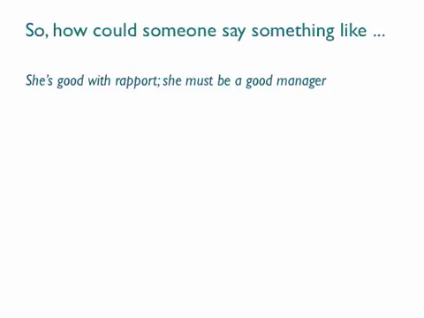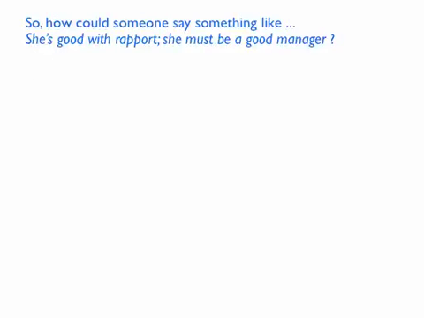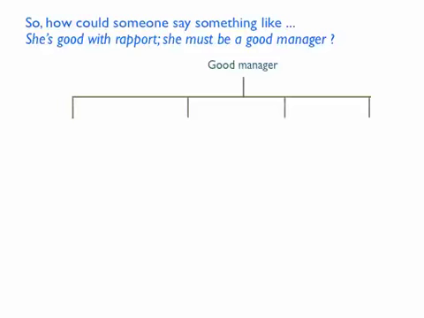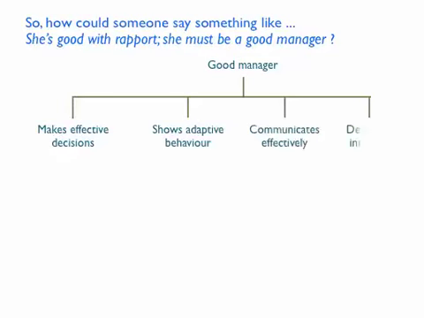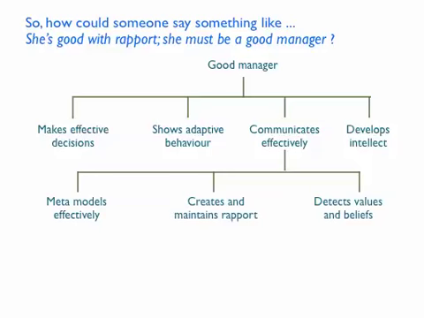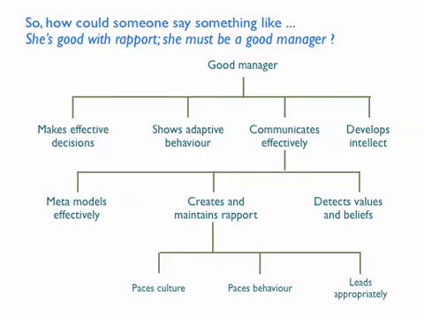Now, while that's an extreme example, let's look at something a little bit more subtle and more realistic. We see somebody who's got good rapport skills, and they say that means he or she must be a good manager. Is this necessarily true? Well, let's propose a scheme for a good manager. Here are some behaviour sets we might hope to see for a good manager. Communicating effectively, in NLP terms, would include good meta-modelling, the ability to detect values and beliefs and respond to them, and the ability to create and maintain rapport. There are more things than that, but these would be three that stand out. And rapport, of course, we know we do things like pace culture, we pace behaviours, and that includes matching and mirroring, and we lead appropriately.